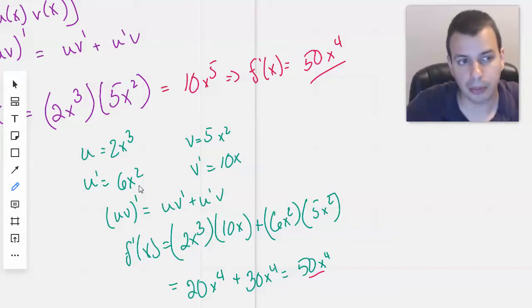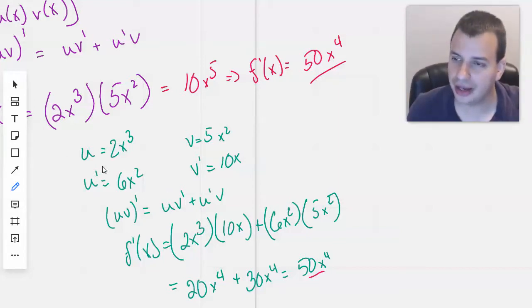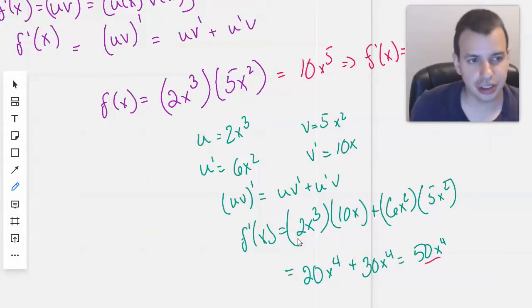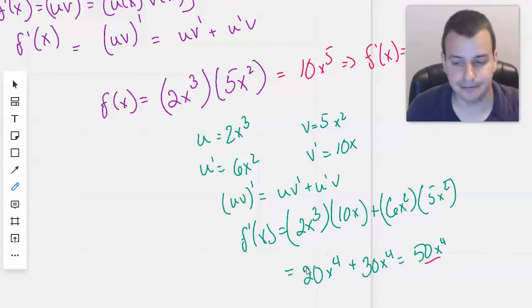So here's the product rule. Memorize the product rule. And now that you have it memorized and burned into your soul, let's actually look and see where this comes from and how we get it.